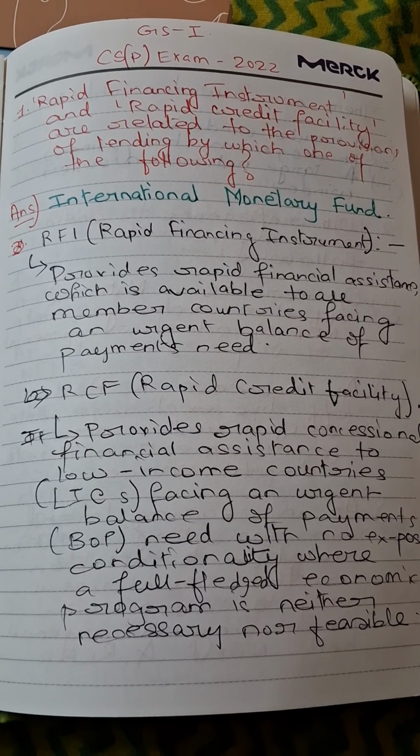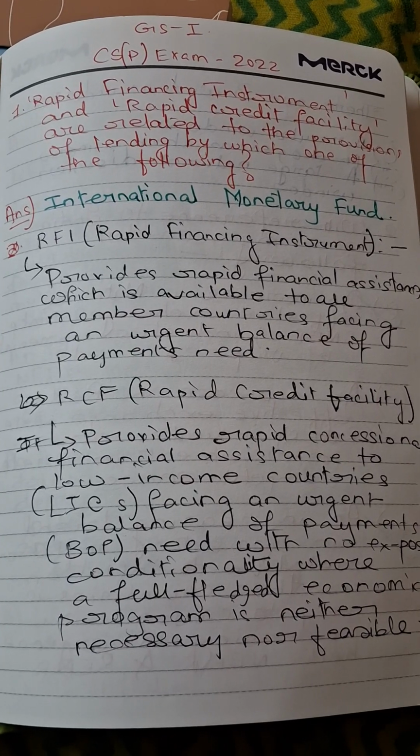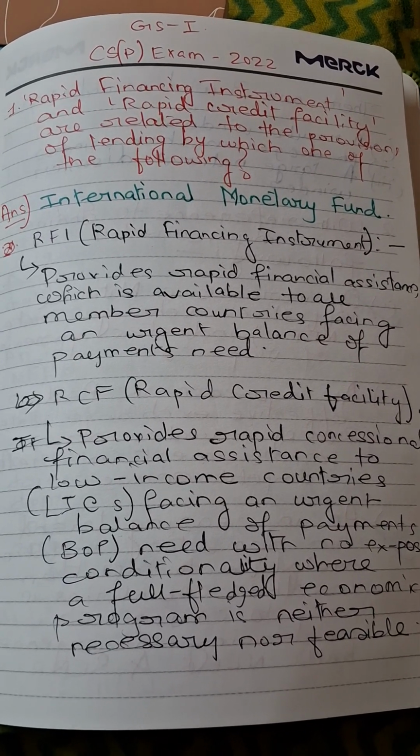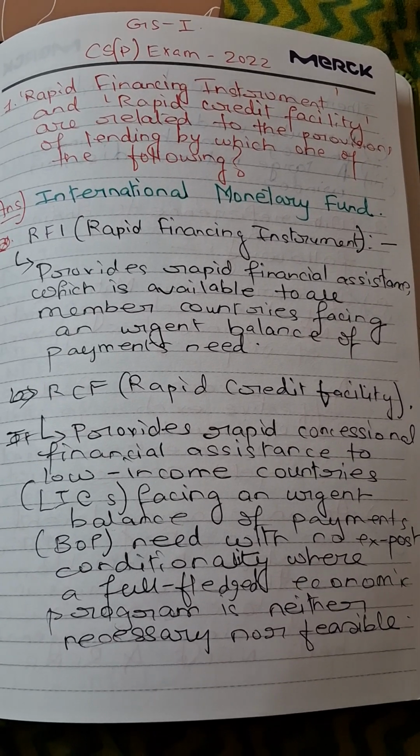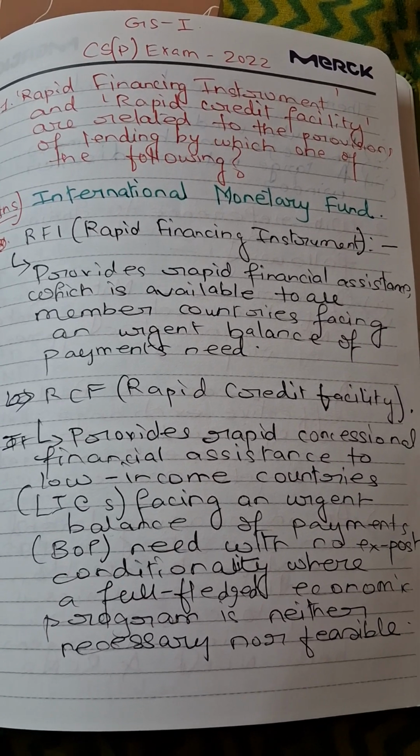So let's begin. The first question is, rapid financing instrument and rapid credit facility are related to the provision of lending by which of the following? Answer will be International Monetary Fund. Let's dig into a little bit of RFI and RCF.